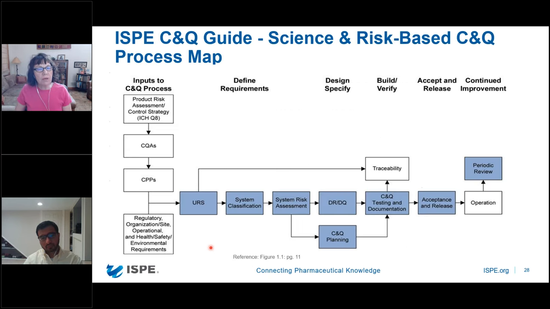ISPE has a commissioning and qualification guide, relatively recently published, that you might be interested in obtaining. This map is from page 11 of that guide. We can see here inputs to the commissioning and qualification process: a product risk assessment and the control strategy, CQAs, CPPs, and regulatory, operational, and health and safety requirements. Then we have our user specifications, where we define our requirements: user specification, system classification, and risk assessment. Then we have planning, and DR and DQ in our design and specify.